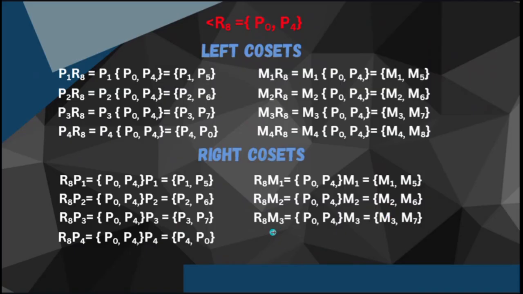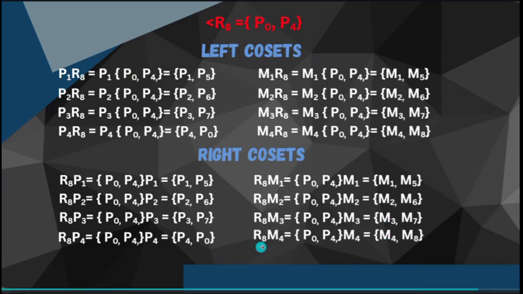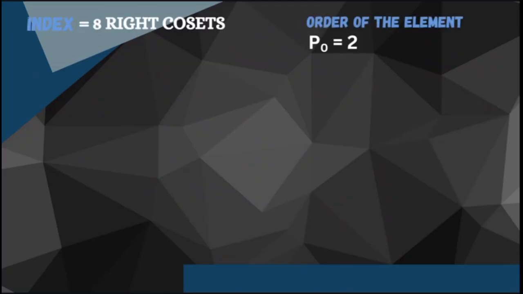For r sub 8 multiplied by mu sub 3, we have mu sub 3 and mu sub 7. For r sub 8 multiplied by mu sub 4, we have mu sub 4 and mu sub 8. And for the index, we have 8 right cosets. Order of the elements, we have rho sub 2, we have 2. Rho sub 4, we have 2 also.